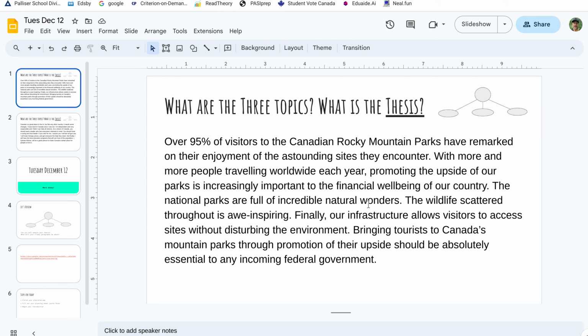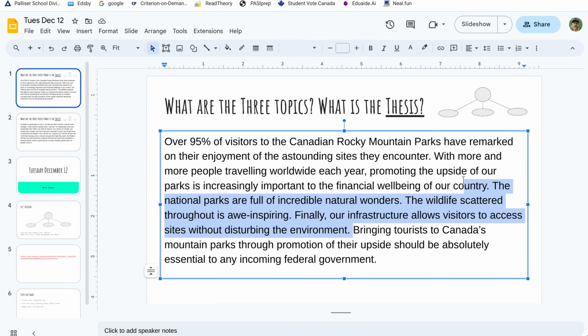National parks are full of incredible natural wonders. The wildlife scattered throughout is awe-inspiring, and our infrastructure allows visitors to access sites without disturbing the environment. Those are going to be my three body paragraph topics. And then I finish it up with my thesis statement. Bringing tourists to Canada's mountain parks through promotion of their upside should be absolutely essential to any incoming federal government. So I'm going to be talking about how federal governments need to bring tourists to our national mountain parks.